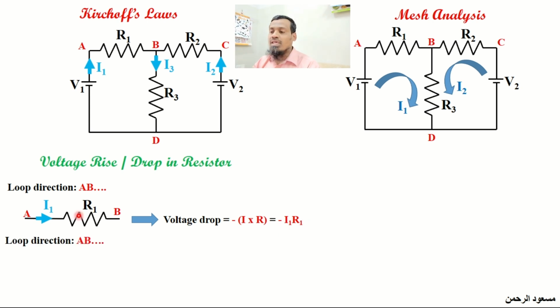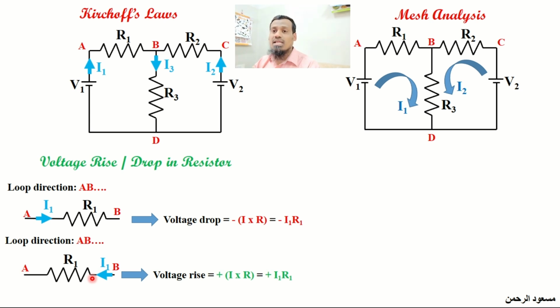In the opposite case, if the loop direction is A to B, and the assumed current direction is from B to A, then the two directions are opposite. So here we will logically take it to be a voltage rise.